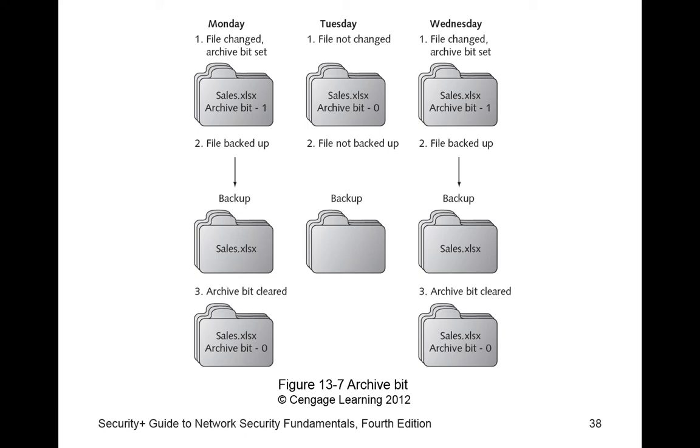All right. Monday, the file was changed. It was backed up. The archive bit was set to 0, saying, hey, I have this. Tuesday, the file was not changed. Wednesday, it was changed. The archive bit got set back to 1. It was backed up and it got set back to 0. Make sense? Y'all with me?